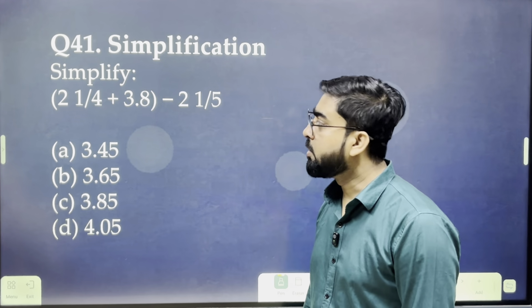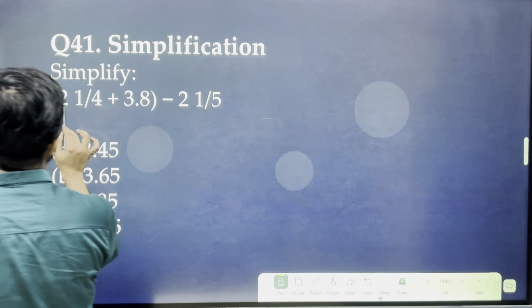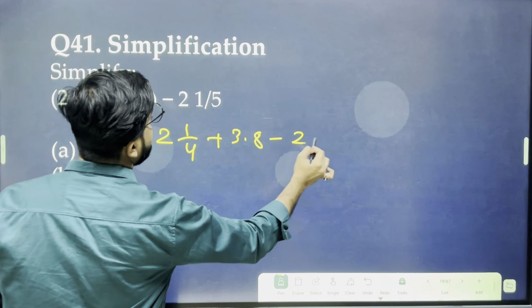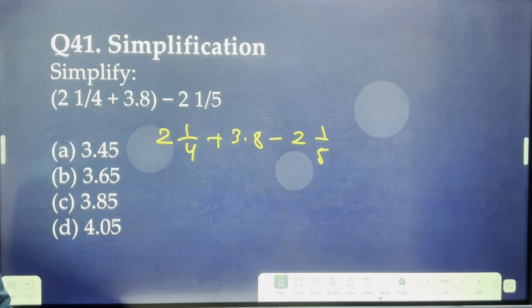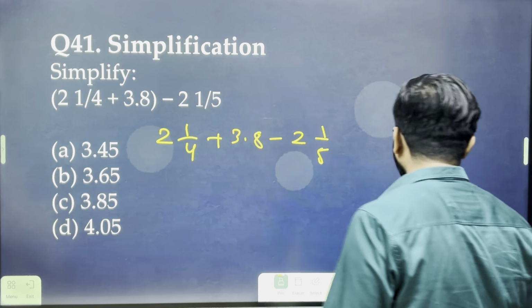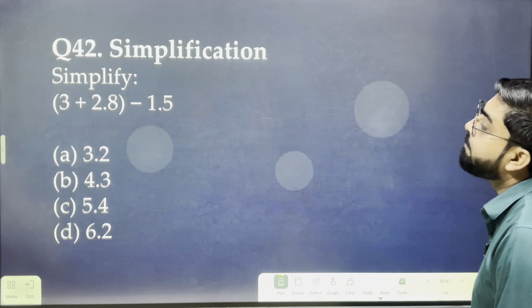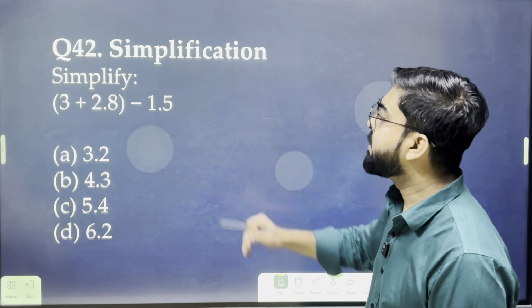Okay. Now solve this question. This is very easy. I must explain you. This is 2. 2 is to 1 by 4. 3.8. 2 is to 1 by 5. Now you can solve this very easy question. Let's move forward. I'm not going to solve this. You can solve this. Next is same. Very easy question.